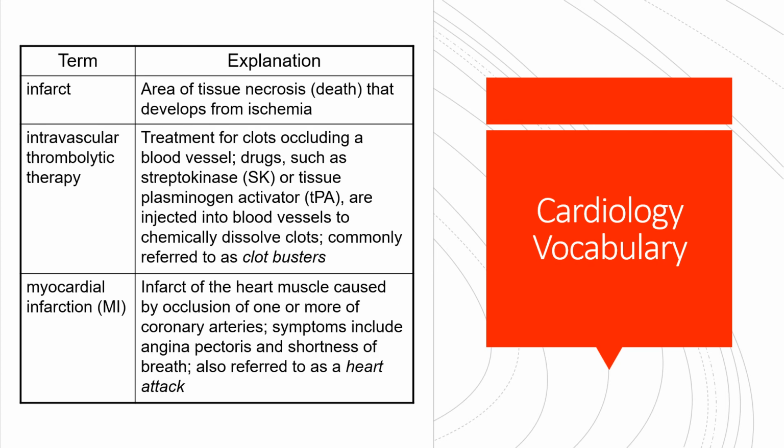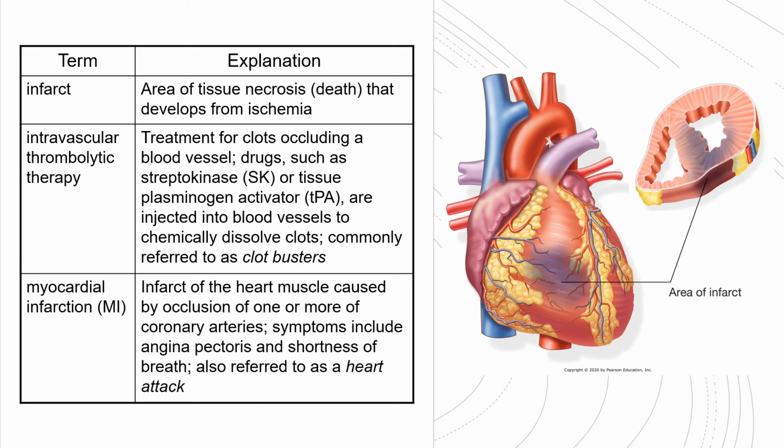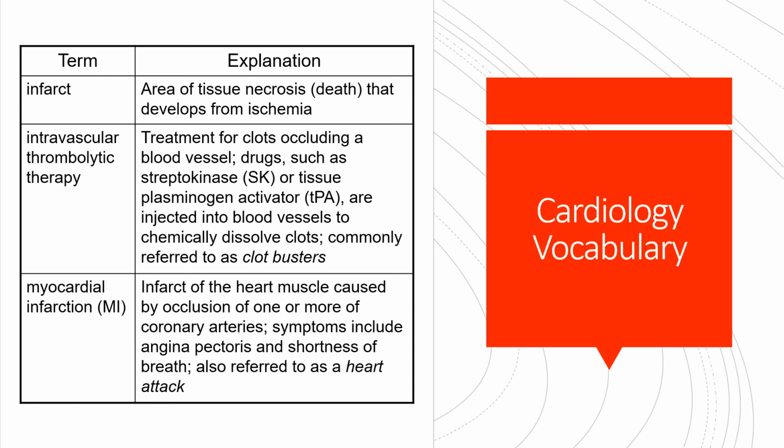An infarct is an area of tissue necrosis or death that develops from ischemia. Ischemia is when blood flow is blocked to that area, and you can see a picture of that in the image on the right. Intravascular thrombolytic therapy is the treatment for clots occluding the blood vessels. Drugs such as streptokinase or tissue plasminogen activator are injected into blood vessels to chemically dissolve clots. These are commonly referred to as clot busters.